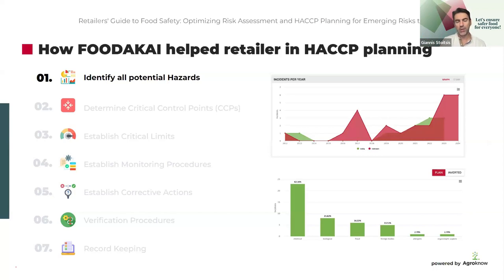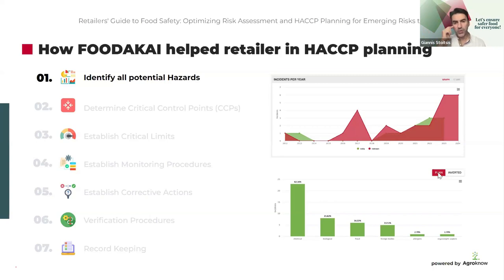So in the first step, to identify all the potential hazards and have a real dynamic view of new hazards and new issues in the supply chain, the hazards analysis that we have based on real-time data was very useful. So they managed to create a list of all the potential hazards for fresh produce.